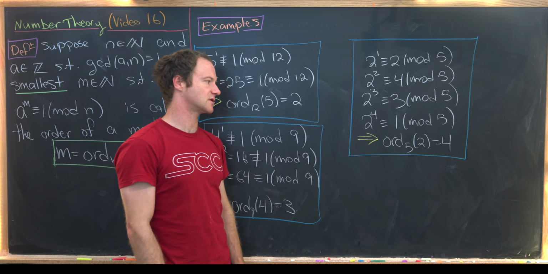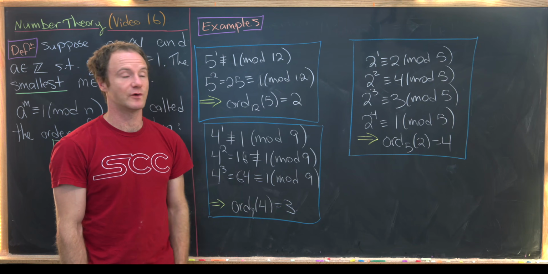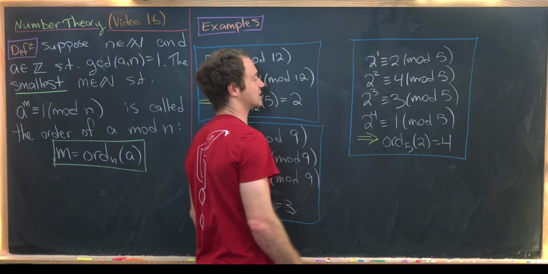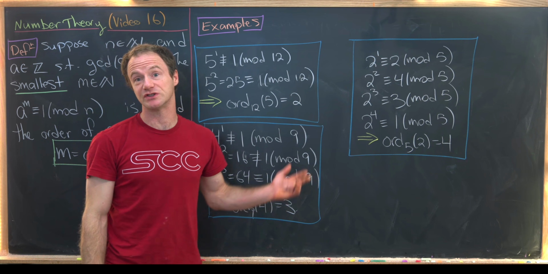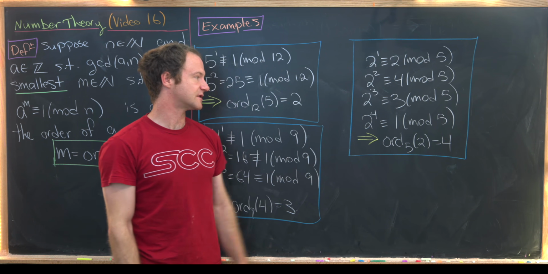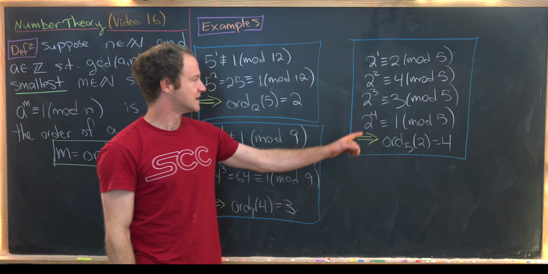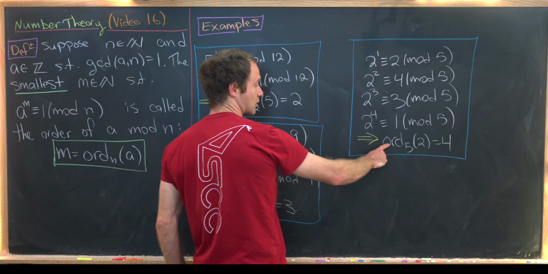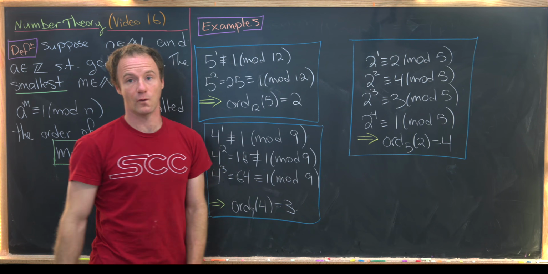Then here's a similar example working mod 5 with the number 2. So 2 to the 1 is 2, 2 squared is 4, 2 cubed is 8, which is 3 mod 5, and 2 to the 4 is 1 mod 5. So that means 4 is our smallest number. In other words, the order of 2 mod 5 is 4.